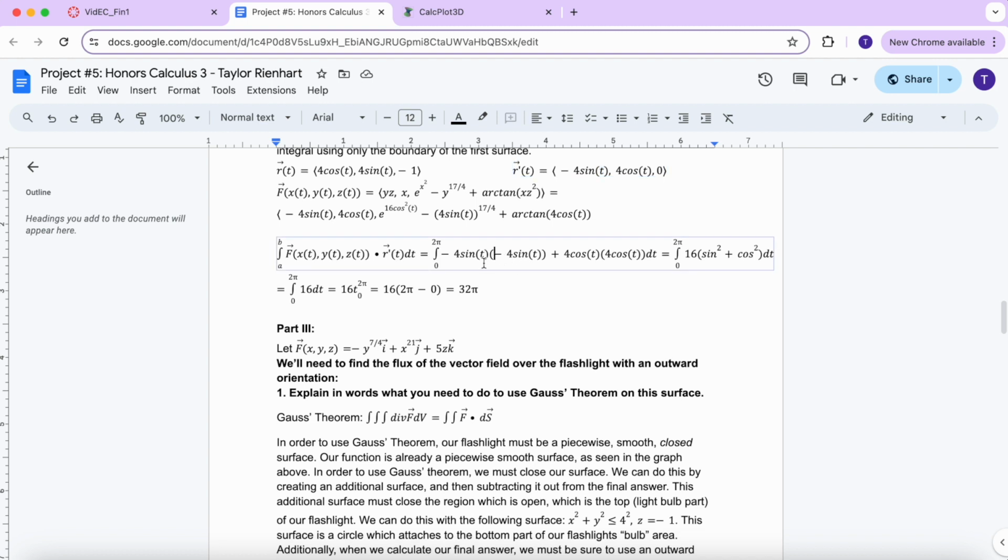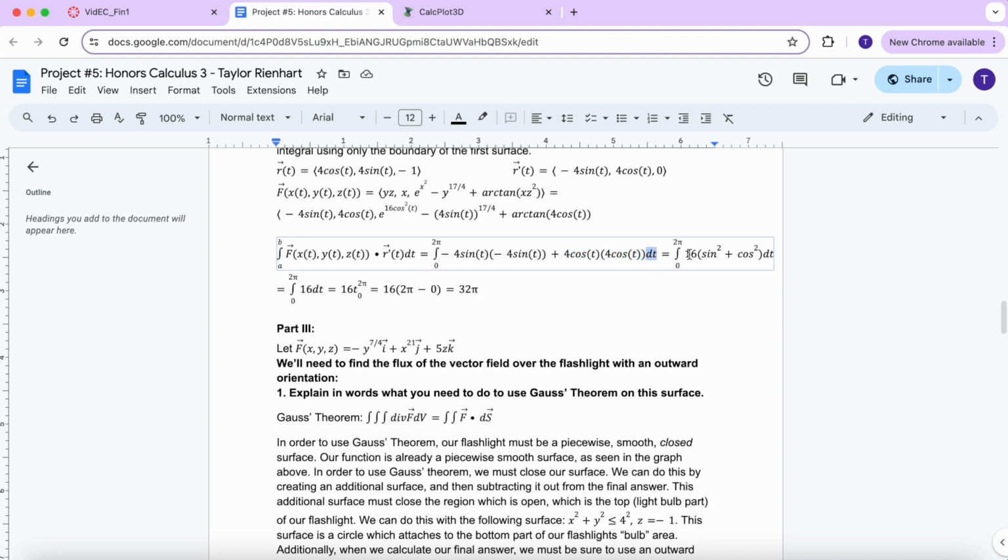Now, when we take the dot product of these two, because the third term is 0 in r prime of t, the final and very long term in the k term is going to all cancel out into 0, if that will properly highlight, which it will not. Okay. So as we can see, we have negative 4 sine t times negative 4 sine t again, plus 4 cosine t times 4 cosine t again, all under dt.